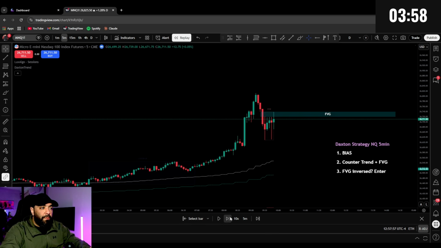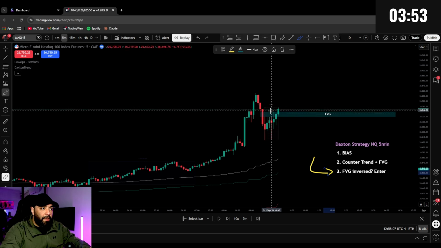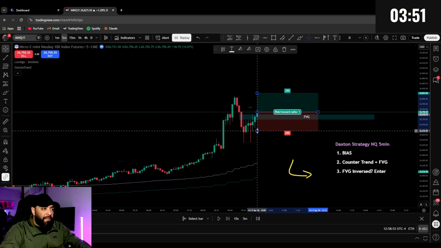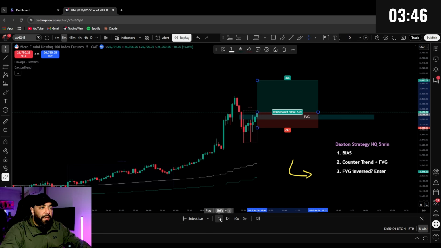Let's play the price out. And here is step 3. Price broke the fair value gap. We go in, we place our stop loss at this candle, and we target 2 Rs. Let's play the price out.